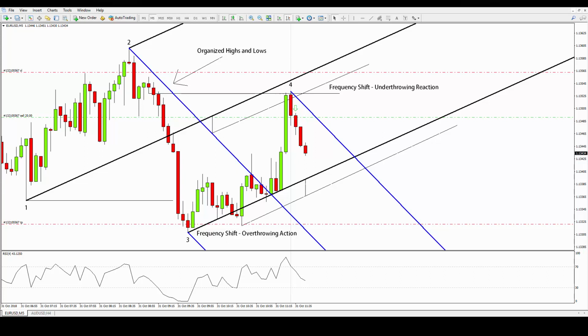In number 4 we can see that a few different elements of our analysis converge to the same area, which is often an indication that we have a high probability trading opportunity in place. Price met the turning point line drawn from the organized behavior from vector between 2 and 3, and at the same time, it met the underthrowing reaction line pinpointed by our black pitchfork. Beyond that, we have a fractal candle in number 4.